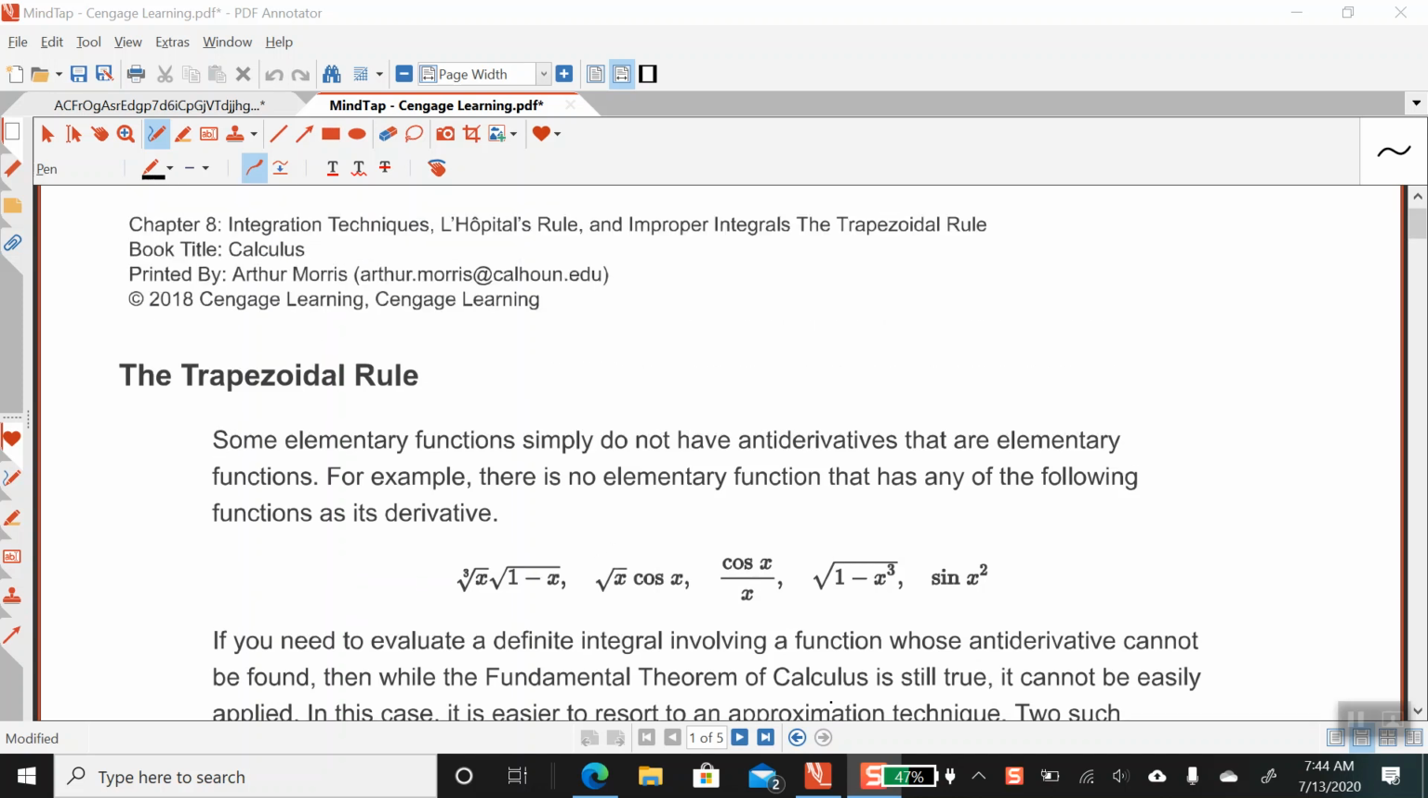Hope all is well. In this video, we're going to look at numerical integration. And numerical integration includes the trapezoidal rule and the Simpson's rule.